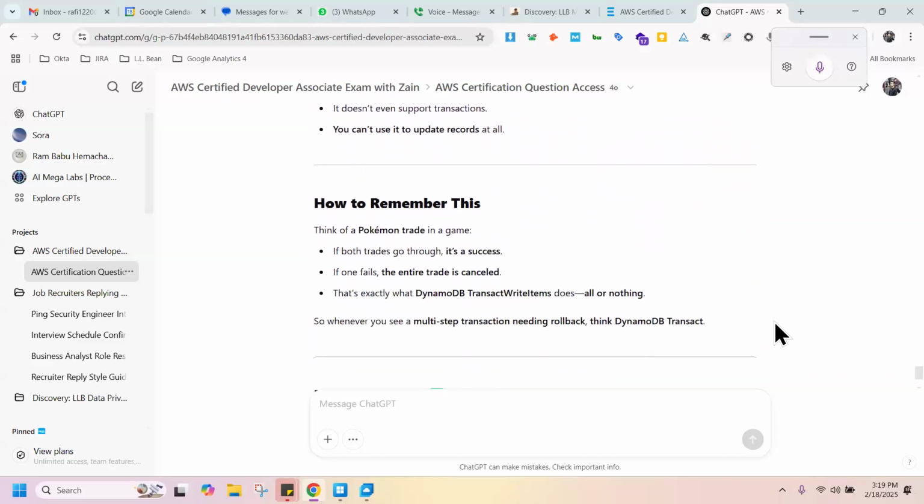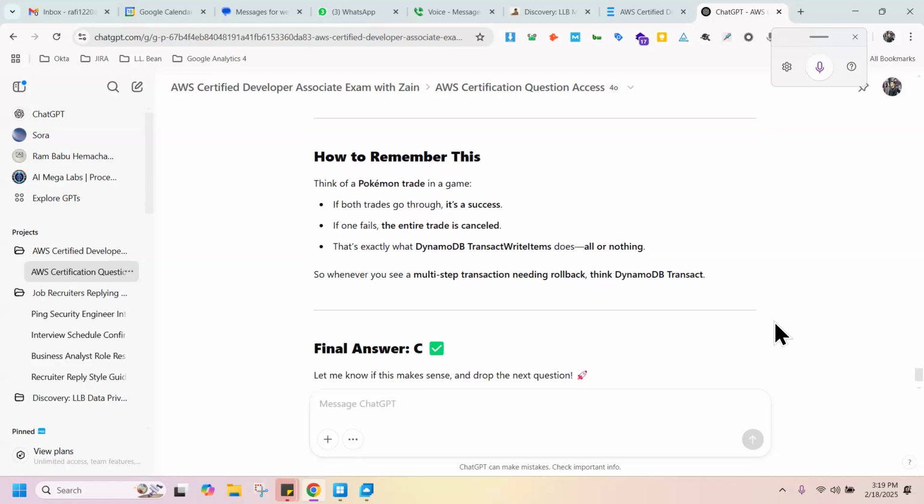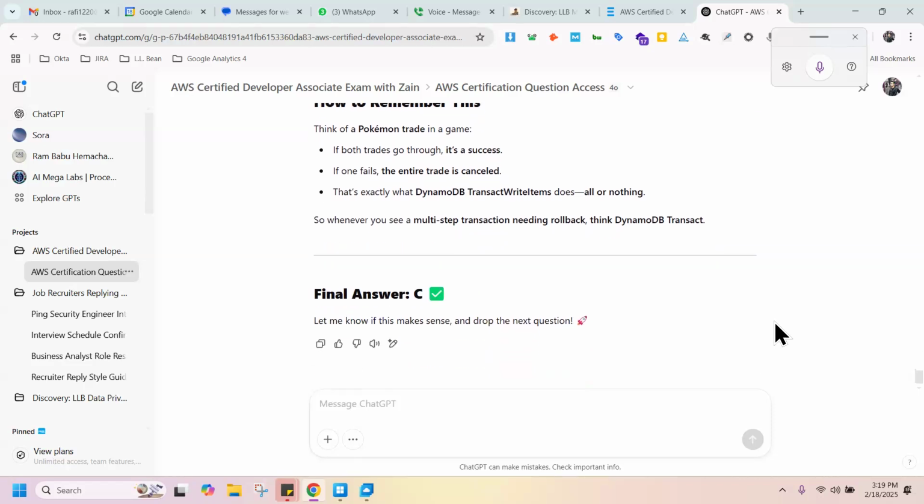So how to remember this? Think of a Pokemon card trade in a game. Both trades go through, it's a success. If one fails, the entire trade is canceled. This is exactly what DynamoDB TransactWriteItems does, all or nothing. So whenever you see a multi-step transaction needing rollback, think DynamoDB transact. Okay, that makes a lot of sense.